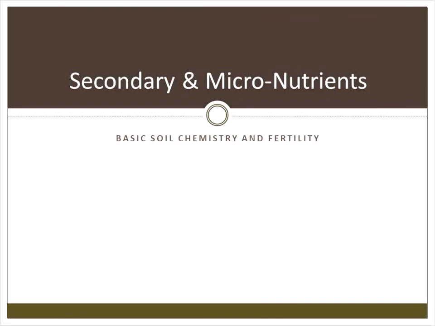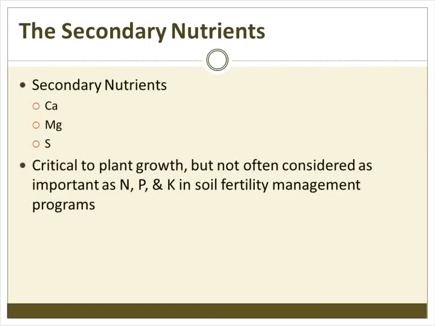So let's move into the secondary and micronutrients for a little bit and think about those. When we think about secondaries, we think about the secondary macronutrients: calcium, magnesium, and sulfur. These are all critical to plant growth, but often are not considered as important as nitrogen, phosphorus, and potassium. You don't hear people talking about going out there and having to do calcium fertilization or magnesium fertilization. The reason for that, at least in North Carolina, is because we get a lot of calcium and magnesium coming in through our lime sources.